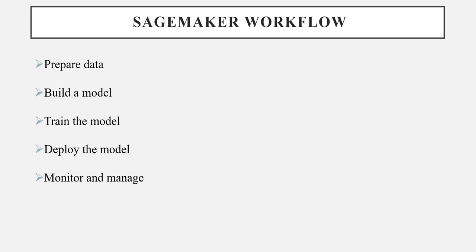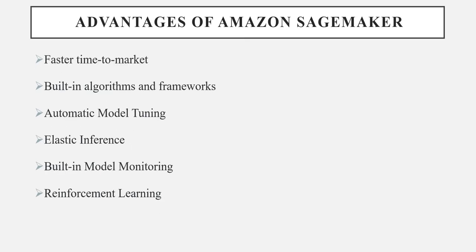So this is how it works. First it will prepare data. The next thing is build a model, then train the model. In the train step, it trains and tunes the model, and then deploy the model. Lastly, it monitors and manages the model in SageMaker. The next is the advantages of Amazon SageMaker. The advantages and disadvantages, sorry.